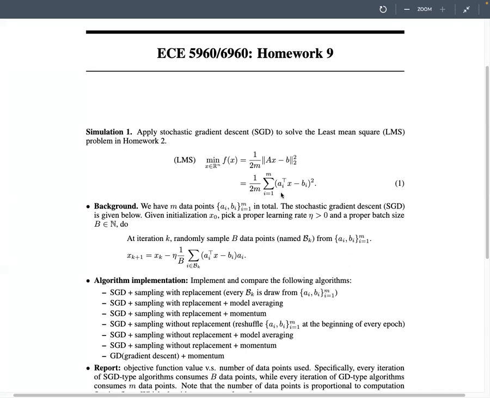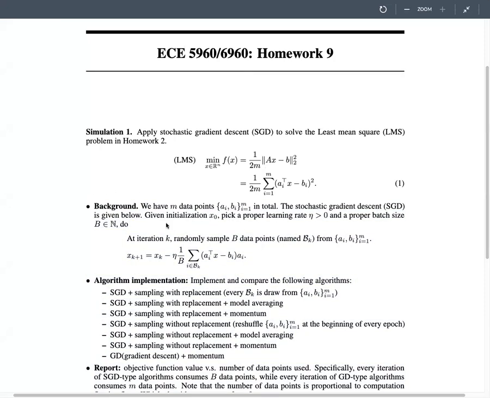And then this 1 over 2 is introduced because we have a square. Once you take the derivative, the 2 will cancel with the 1 over 2, so it makes the derivative much simpler. So you can just update the problem that you constructed in homework 2. Here we are looking at 1 over 2m times this least mean square loss.